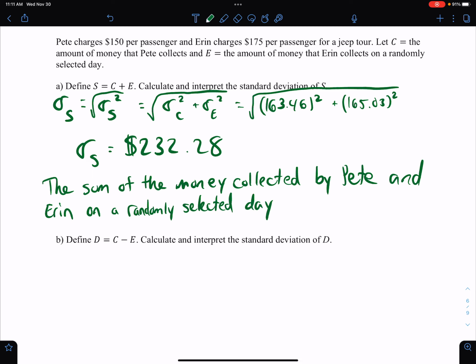And what's standard deviation? How much it varies from the mean. So it varies by about our standard deviation, which is $232.28 from the mean, which we know the mean. We could state the mean, but I'll just say from the mean.